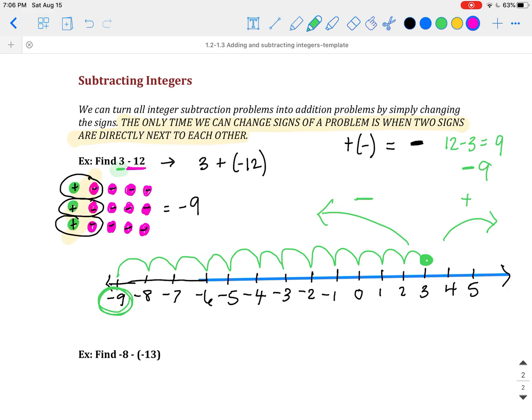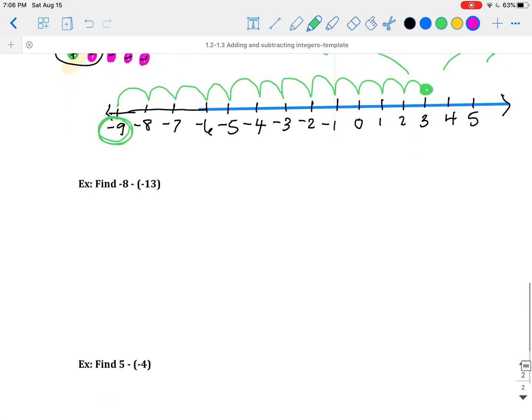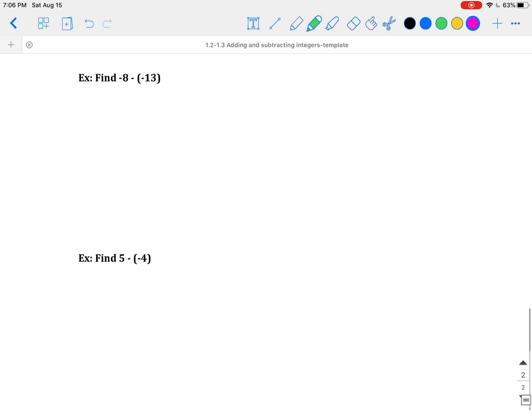Okay, we have 2 more examples to go over. I know this can be a little bit overwhelming, but stick with me, okay? We're almost there.